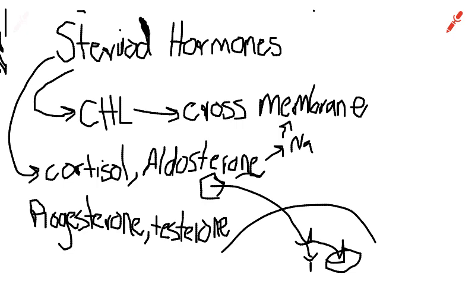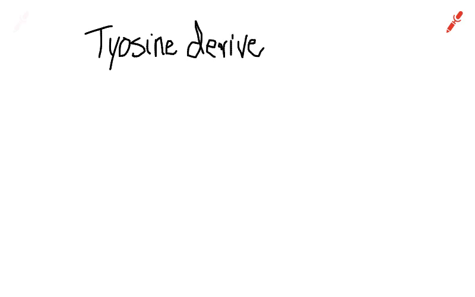But there's also another class of hormones. They're called tyrosine derivatives. It's just a very small class. Now tyrosine is an amino acid also, but unlike amino acid-based hormones, where they're made of many amino acids because of peptides, tyrosine hormones are made of just tyrosine.